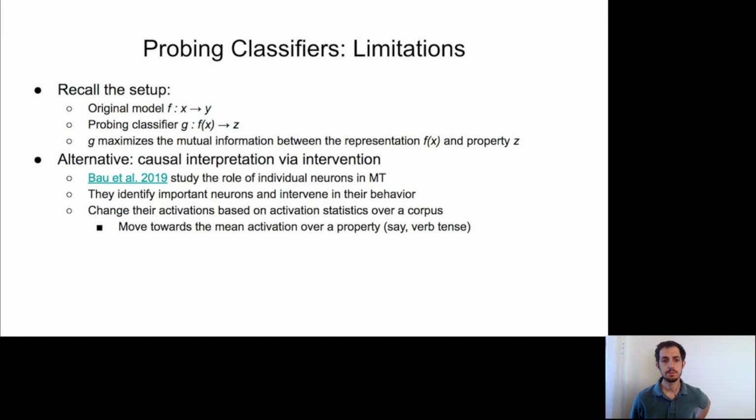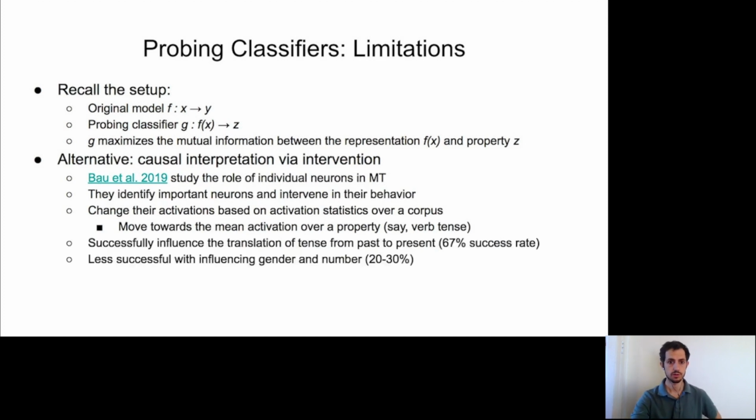Another example is by Bau et al. They tried to study the role of individual neurons in machine translation, and they identified what they call important neurons and intervened in their behavior. The intervention was to change the activations of those neurons based on some statistics collected over a corpus. One example is to try to make the activation be more like a particular tense of a verb, or be more similar to the activation of a neuron that activates on a particular tense of a verb.